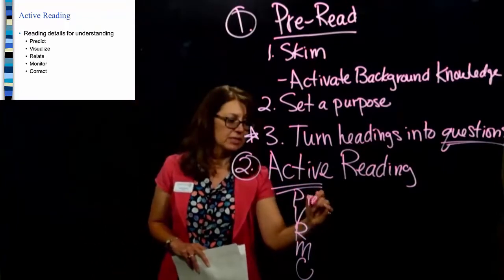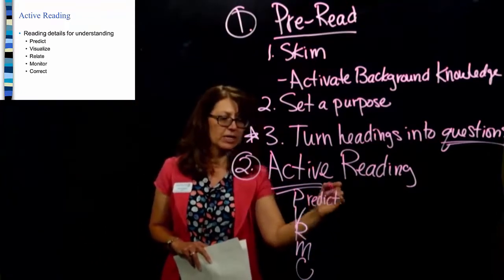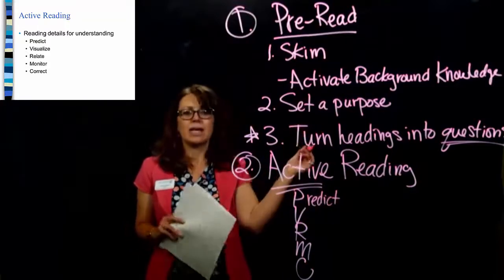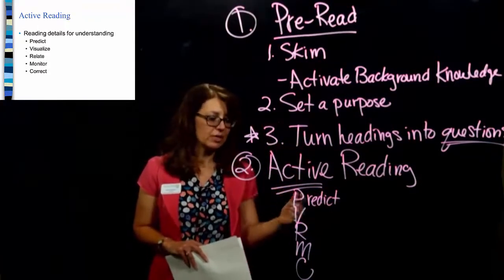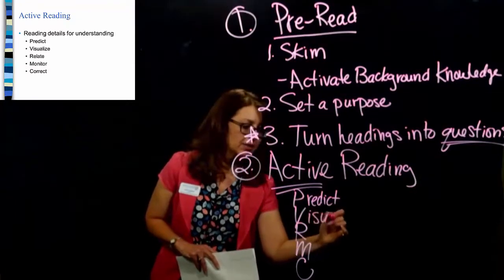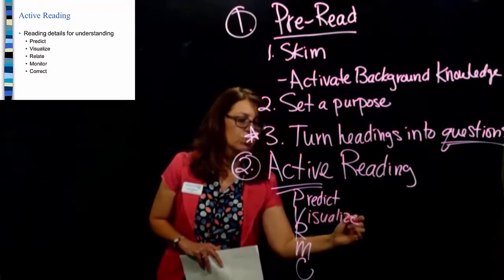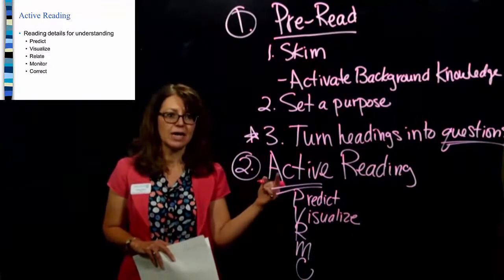P is predict. It's getting that active bloodhound brain again. Can you make a prediction? It doesn't have to be right. What do you think the chapter is going to be about? That's going to make your brain want to read it. Visualize. Can you picture what's happening in that chapter? That's going to help you stay interested.